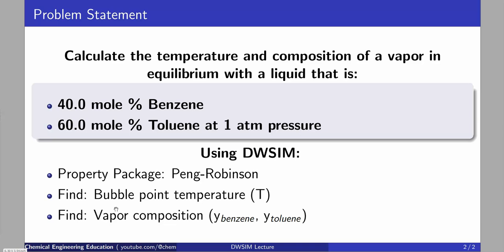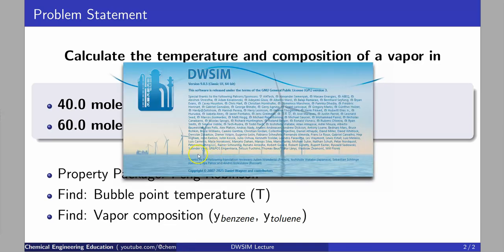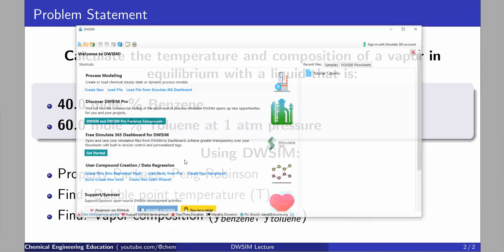Using DWSIM, I have to find the bubble point temperature T and the vapor composition Y benzene and Y toluene at the bubble point temperature. Here I will take the property package Peng-Robinson equation of state. Now first I am clicking the DWSIM software.